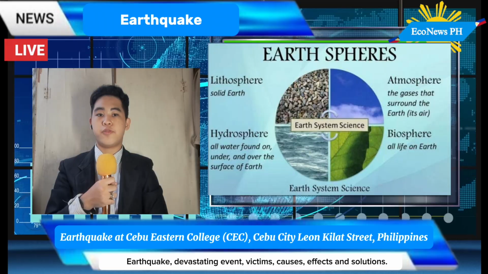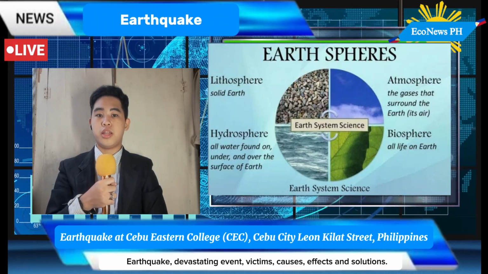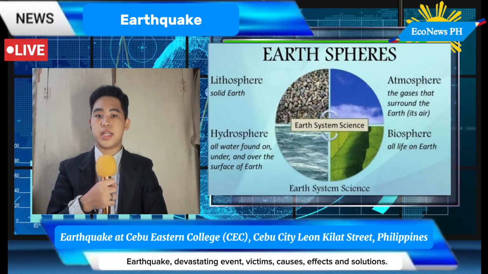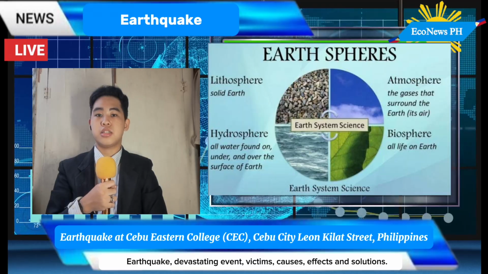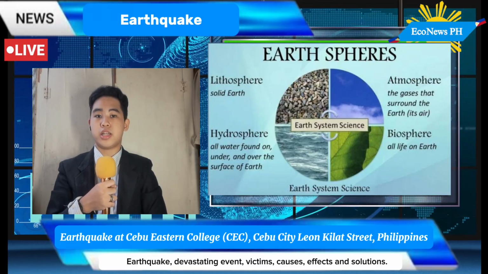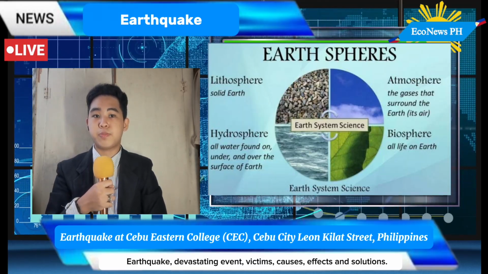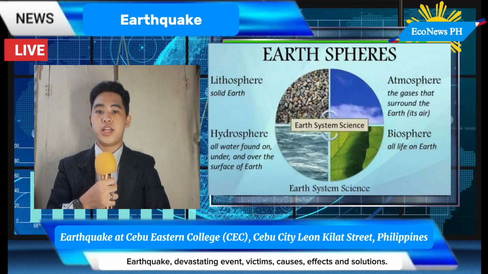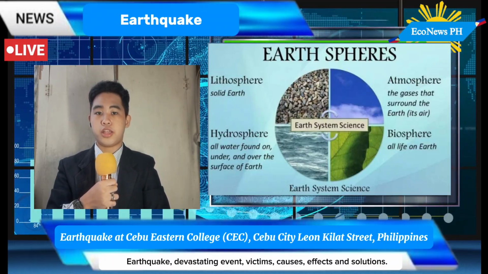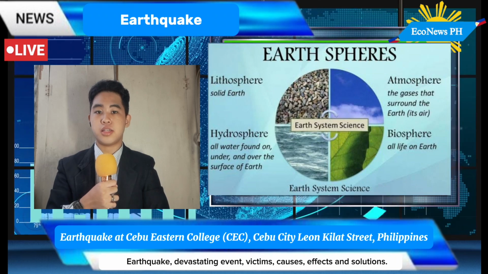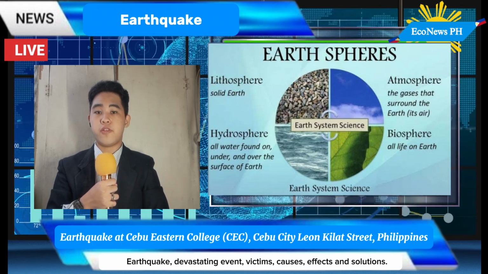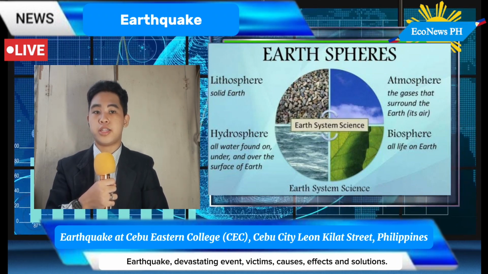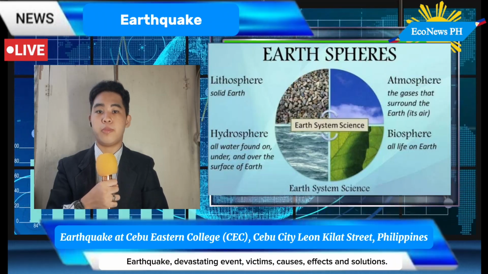Next is the biosphere. This includes all the living things, including humans, animals, plants, trees, and even tiny organisms. If it has life, it's part of the biosphere. Then, we have the hydrosphere. This is all the water on Earth. It includes oceans, rivers, lakes, rain, and even water underground. Water is important for life and for the environment.